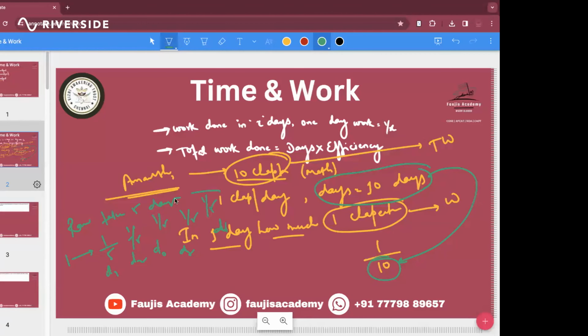Right now, Amarnath, just add all of this. How much do you get? You get one unit of work, the whole work, right? 1/5 is a fraction. Day 1 this much, day 2 this much, day 3, day 4, day 5. The value of the entire pie chart is represented as 1, right?